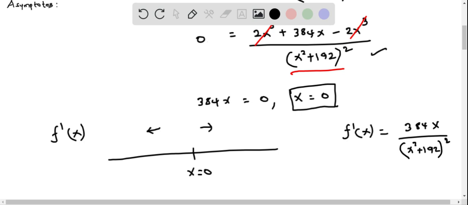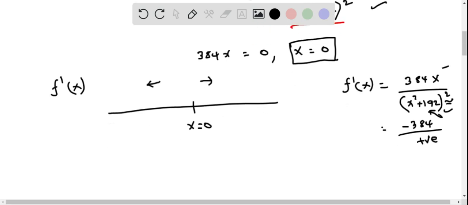And so if you plug in x equal to negative 1, the numerator will be negative, that is, negative 384. And the denominator is always going to be a positive quantity, irrespective of what we plug in, because we have this quantity squared. So whatever the number inside the brackets, whether it is positive or negative, it is always going to be positive. So here we have a negative quantity divided by a positive, which is a negative quantity. So we mark to the left of x equal to 0, f prime of x, that is, the first derivative of f of x, is negative.